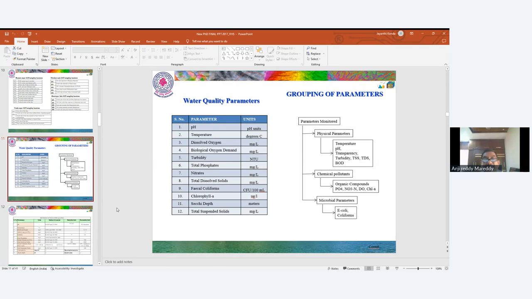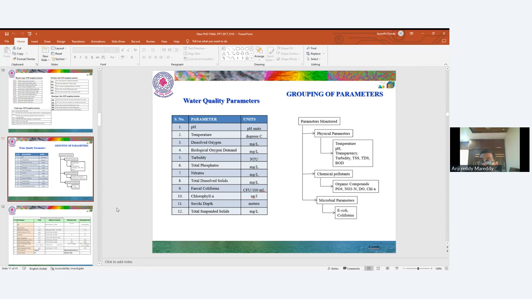So what are the parameters that we analyze generally? I am very specific in selecting the water quality parameters. As per the Ministry of Environment, Forest and Climate Change, there are National Ambient Quality Standards, and the selected parameters are in the list given by the Ministry. Based on that list, we selected 12 parameters, and all of them are analyzed. You can see how the parameters are classified. The physical parameters are temperature, pH, transparency, turbidity levels, total solids, total suspended solids, total dissolved solids, and biooxygen demand.